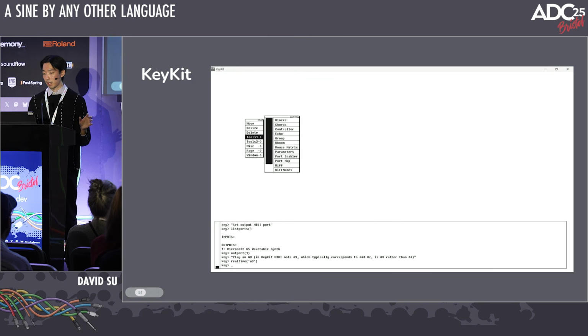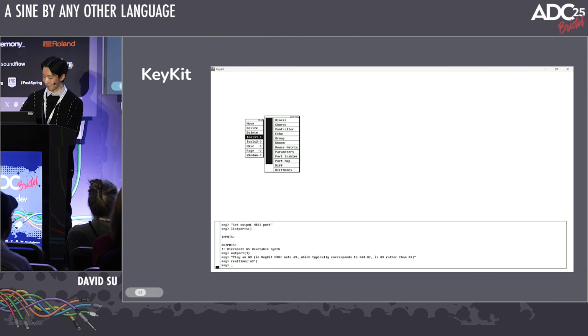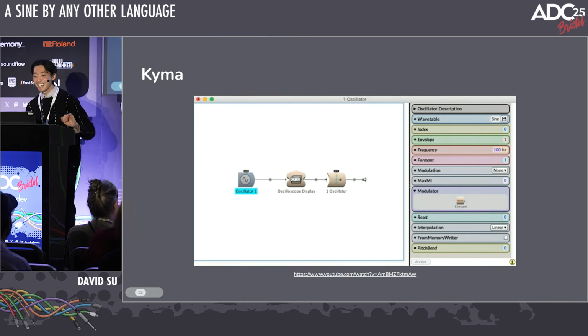KeyKit is a MIDI programming environment, so again, outputting MIDI, so we don't get sine playback. But I really like this interface here. It comes from the 90s, if you couldn't tell.